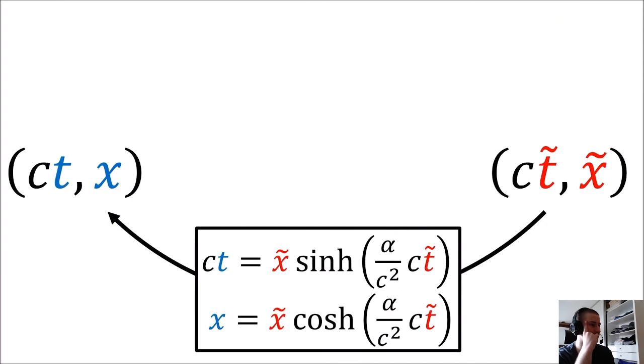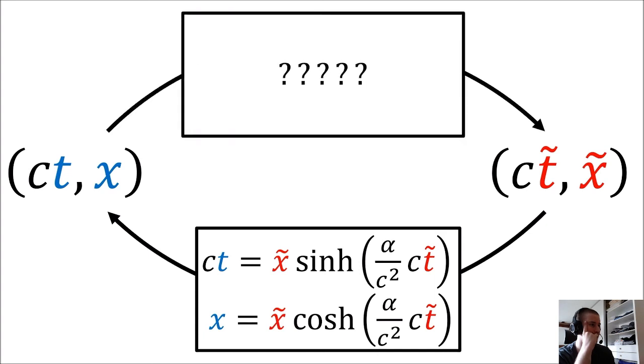Now, these equations are a bit inconvenient because they are mostly useful for changing from Rindler coordinates ct tilde and x tilde to the standard coordinates ct and x. It's possible to invert these formulas to come up with new equations that change from the standard coordinates ct and x to Rindler coordinates ct tilde and x tilde.